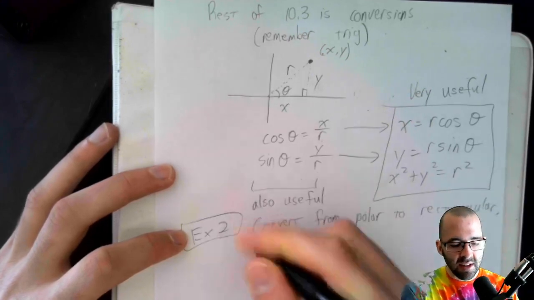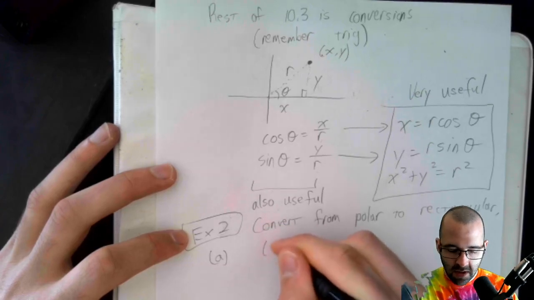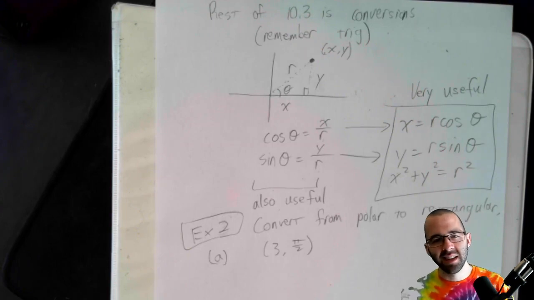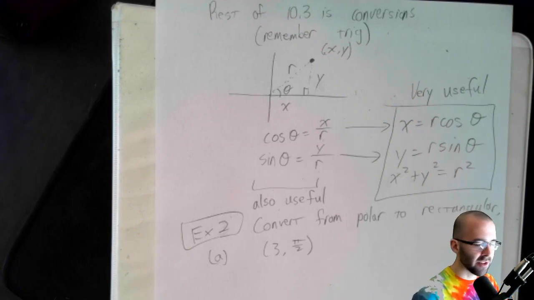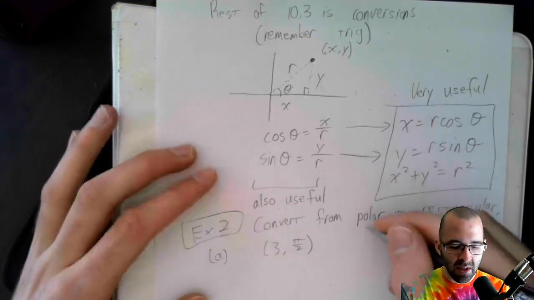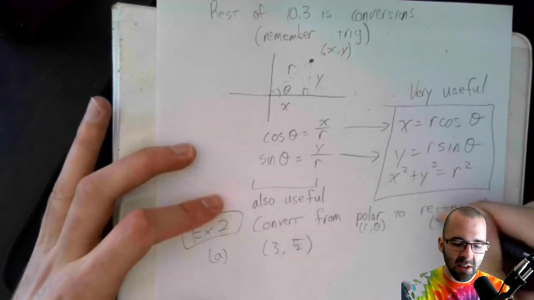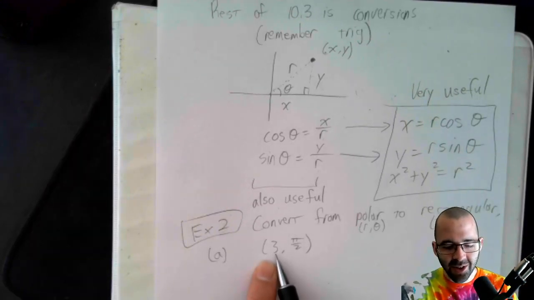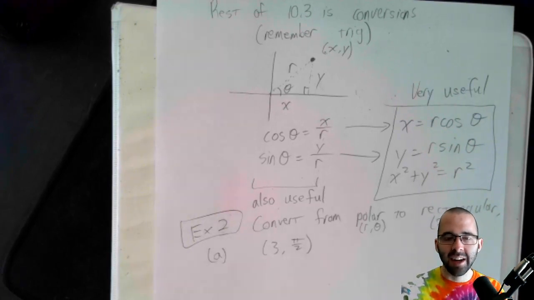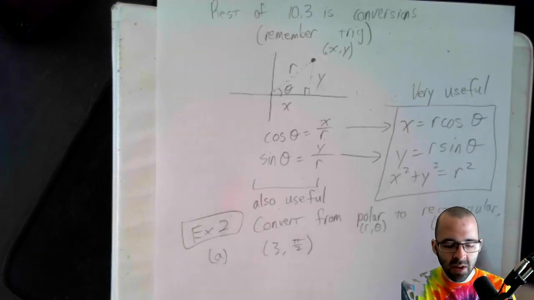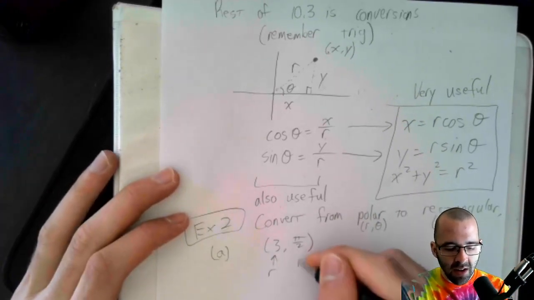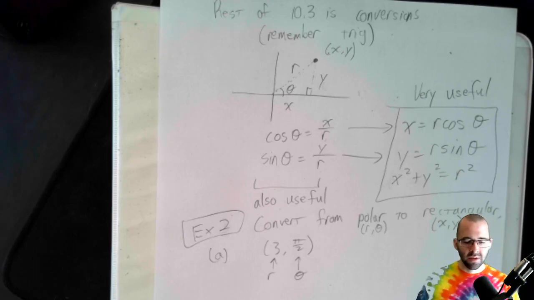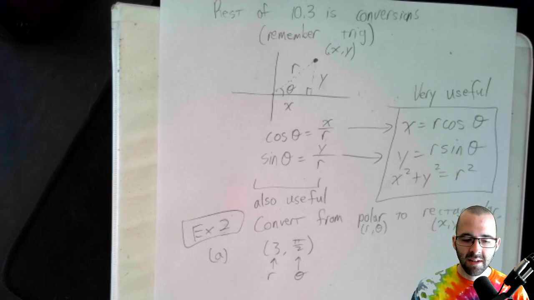So it's kind of one thing that's kind of weird, by the way. Part A is going to be 3, pi over 2. The format we use to write these points is the same whether you're in polar coordinates or rectangular coordinates. Polar is r, theta. Rectangular is x, y. But when we have numbers here, you don't know whether that's an r or an x. So you have to use context clues. Because it says convert from polar, we know that this is our r and this is our theta. So we just need to figure out what is x.